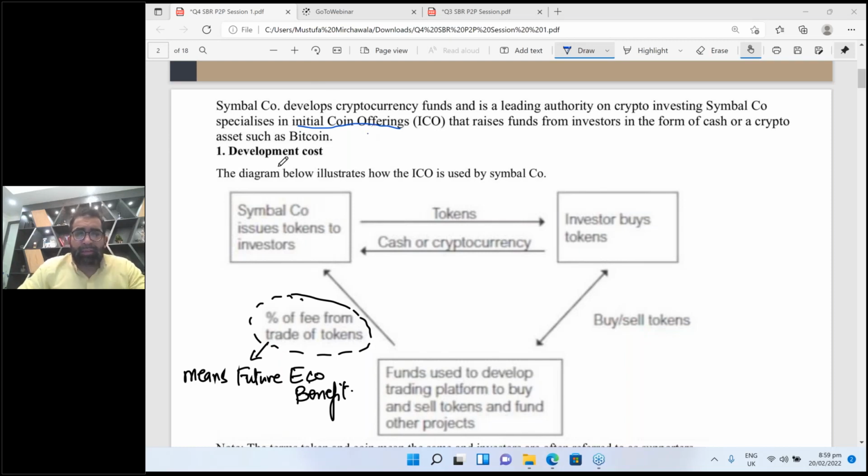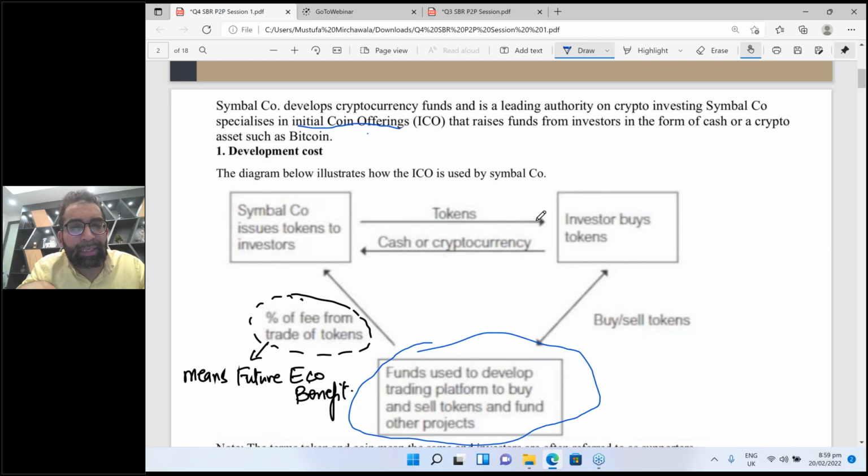Now, development costs. See, this is the diagram. We are the company, we issue a token, and investors give us cash or cryptocurrency. Just assume the investor is giving us cash. Now we will make a platform. See, this is the platform. We have made this platform. These are funds used to develop a trading platform. Just think, investors gave us cash, we gave them tokens, and from that cash we developed this platform.